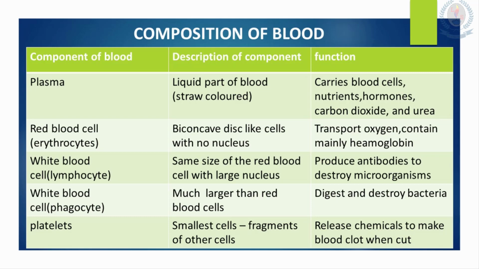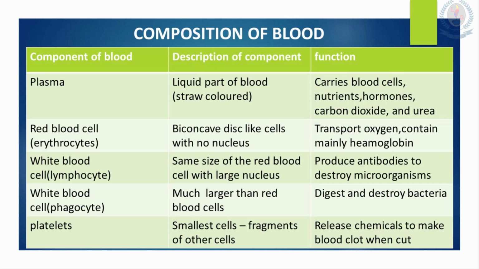Then the other component in the blood is the red blood cell, known as erythrocytes. Red blood cells have a biconcave disc-like shape, but they have no nucleus. The main function is to transport oxygen. They have hemoglobin, which has the ability to bind oxygen molecules.